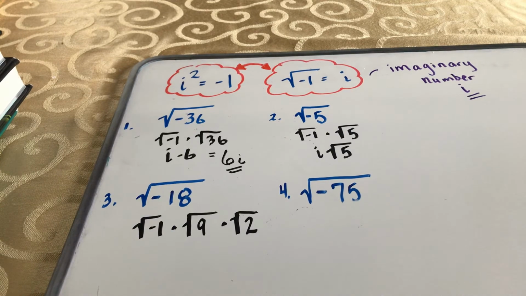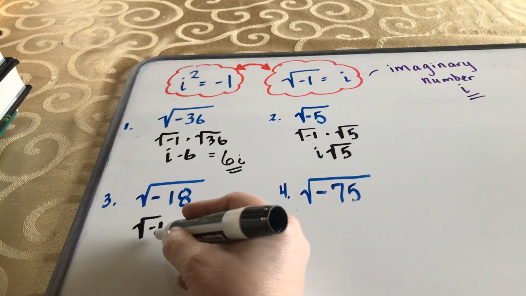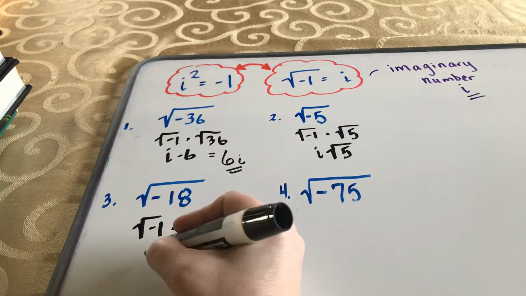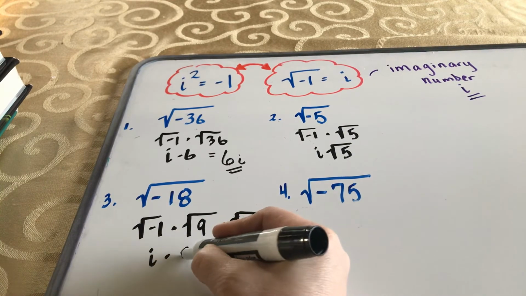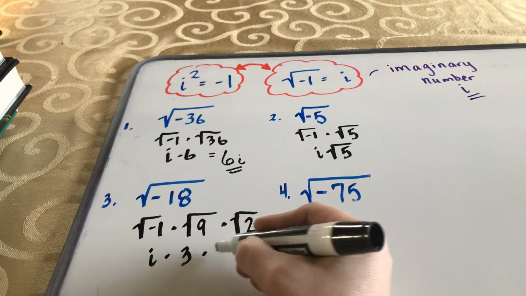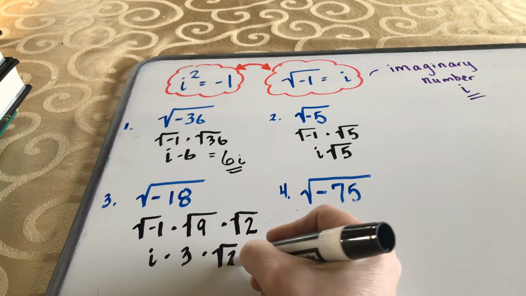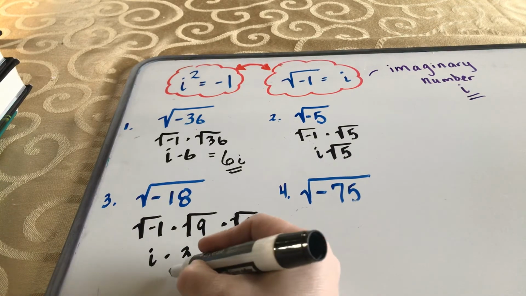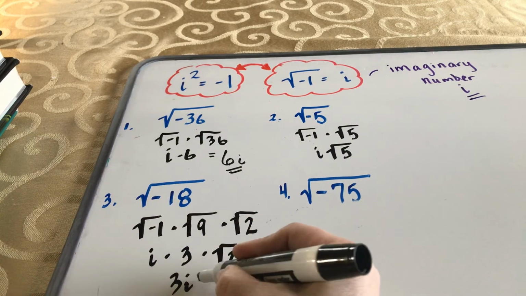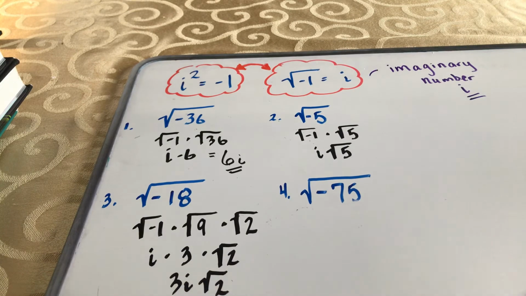So now that I have my little parts, I'm just going to work down the line. The square root of my -1 is i. The square root of 9 is 3, and the square root of 2 is just going to be the square root of 2. All right, final answer. Again, usually we put the number in front. I would write this as 3i times the square root of 2.